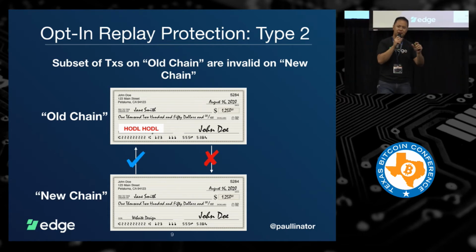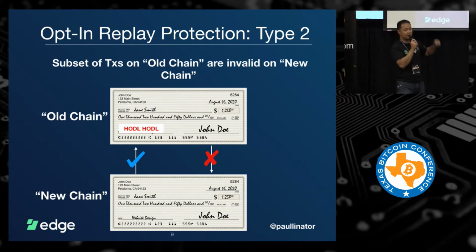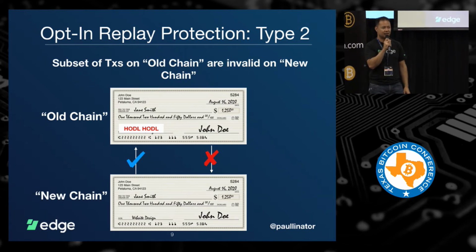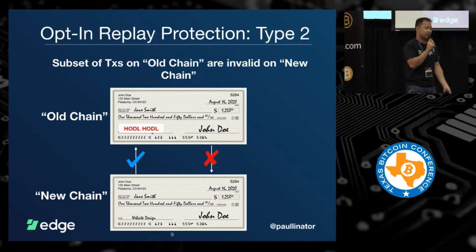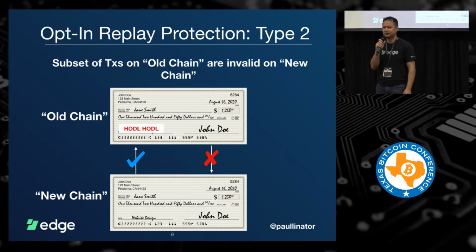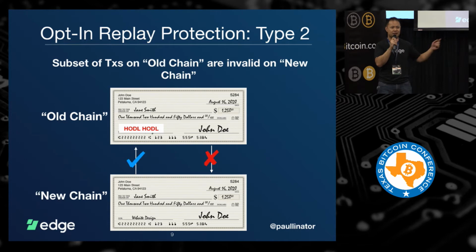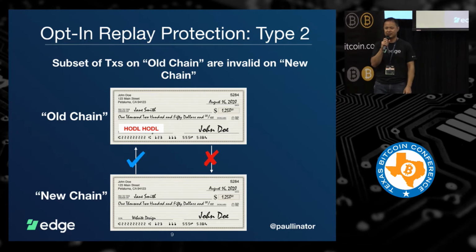Well, we can create a special little message. Say we made it hodl hodl. So you write hodl hodl in the memo of your check. The old banking system just sees it and says, all right, just cash it. No problem. The new banking system has a special rule. It sees the hodl hodl, it's not valid. It just simply says, no, I'm not going to accept that check.